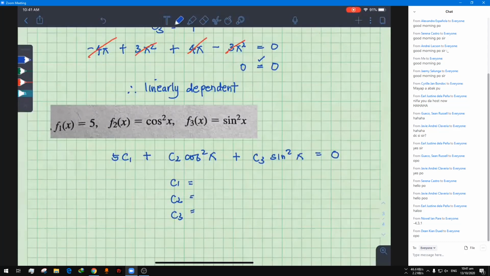If one of them already makes it 0, therefore that is already linearly dependent.